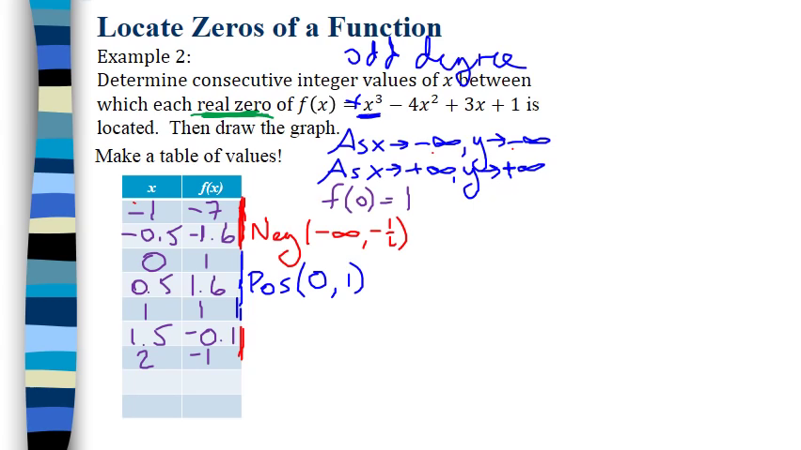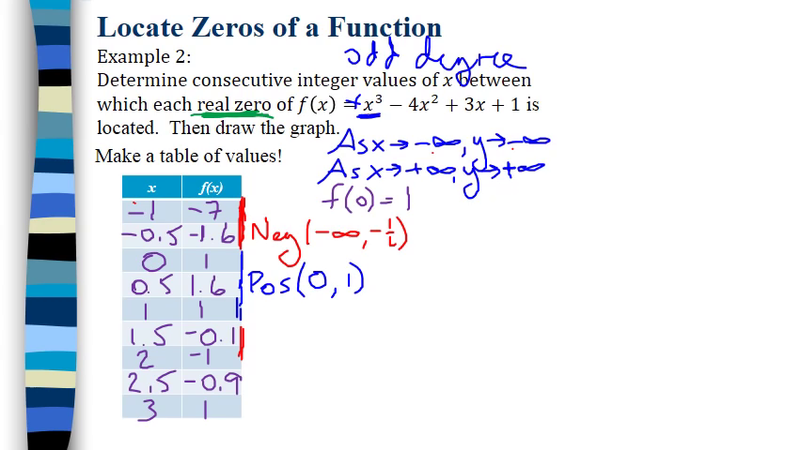So it looks like we might need some more values of x to get a good idea of what this function is doing. So let's go ahead and pick 2.5 and 3. Go ahead and pause the video and find those corresponding y values. Okay, so when x was 2.5, y was negative 9/10, and when x was 3, y was 1. So now we're back in the positives.